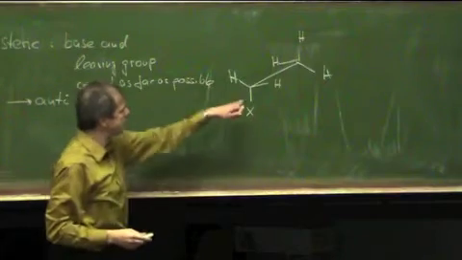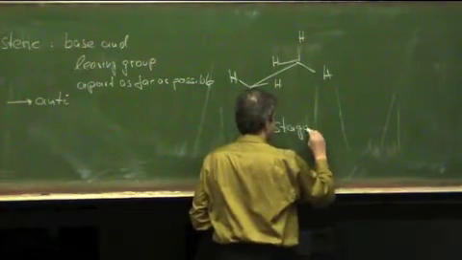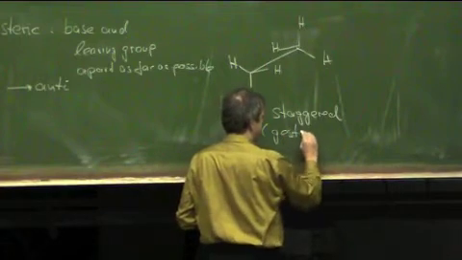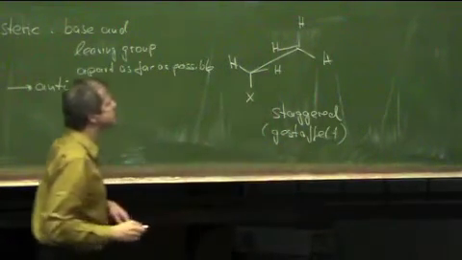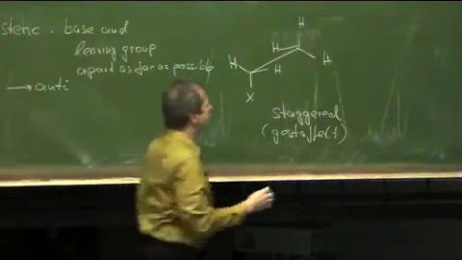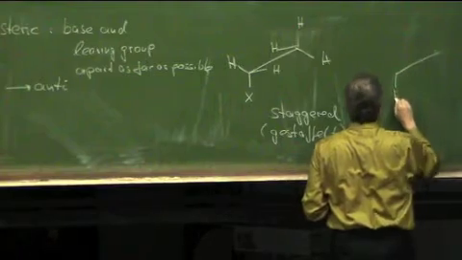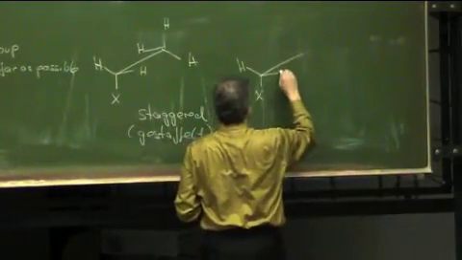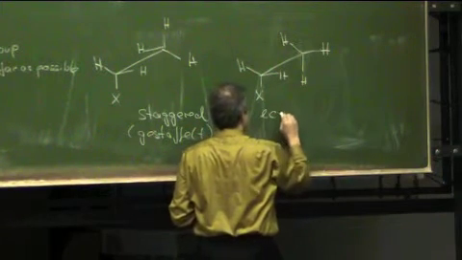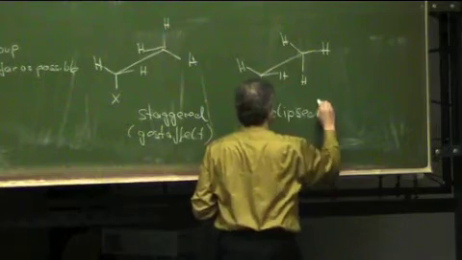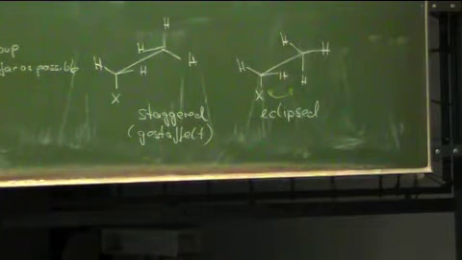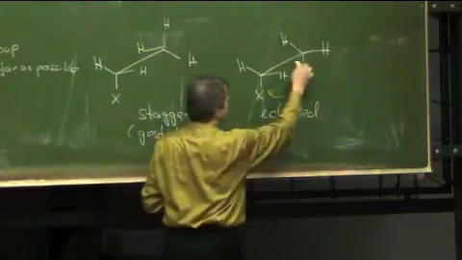So let me remind you of this. This is a staggered conformation, in German the word gestaffelt, where you have 120 degrees between the atoms, while here, in such a conformation, this is eclipsed. And you have steric repulsion between the groups, which are really on top of each other and have a dihedral angle of 0 degrees here.